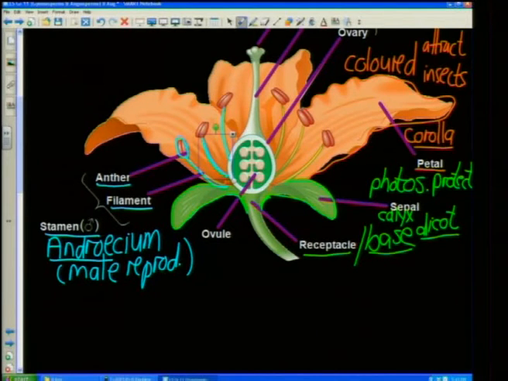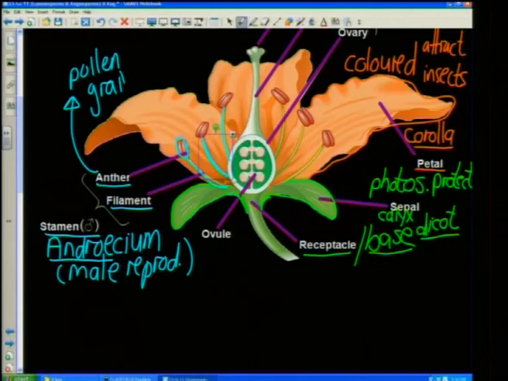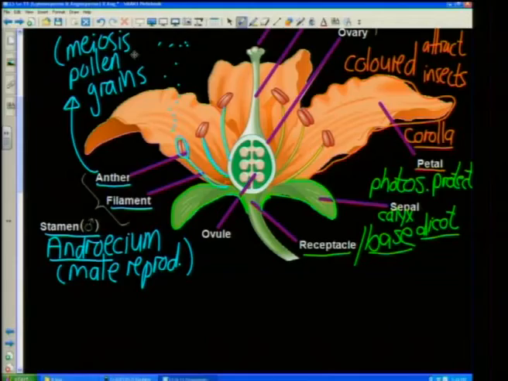And what is this anther going to produce? It's going to be pollen, the pollen grains, by the process of meiosis. Just keep that in mind. So the anther produces pollen grains, and these pollen grains will now be dispersed. How? In flowers, we get different ways of how the pollen is transferred from one flower to the next, either by insects, like bees, or wind. If it's a water flowering plant, it will be by water.